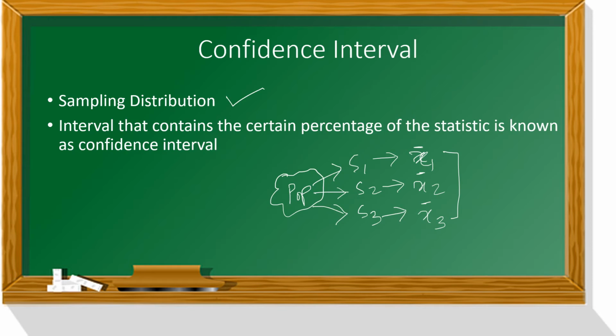Now there is an interval we try to specify. Suppose this is a normal distribution, and we specify an interval, and suppose we write it to be 95%. This interval tells us that it contains a certain percentage of the statistic, in this case the mean. This particular interval is known as the confidence interval. I hope you have understood the confidence interval.